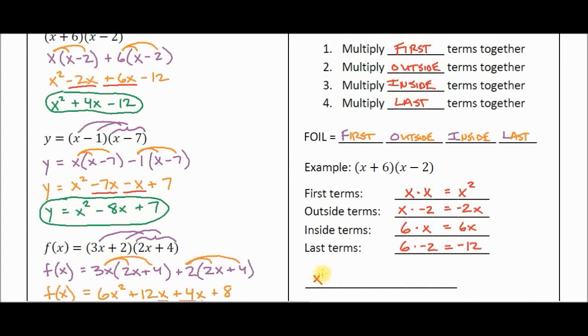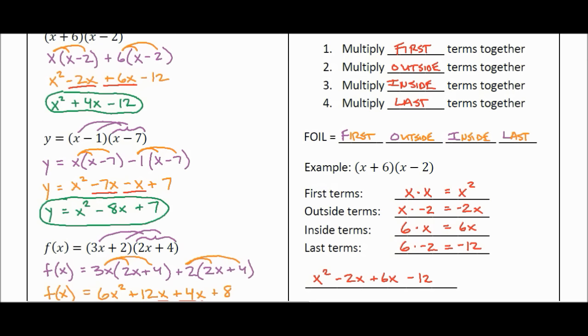And now you see, I can go ahead now and take all these values and put them together. We've got x squared minus 2x plus 6x minus 12. And if you look over here on the other side of the page, you'll see we've got the exact same answers in our second step using the grouping method.